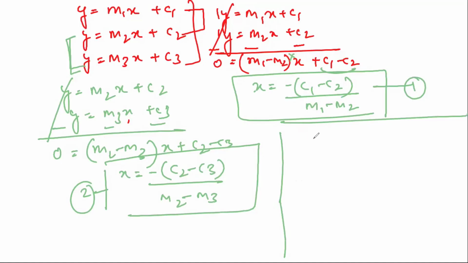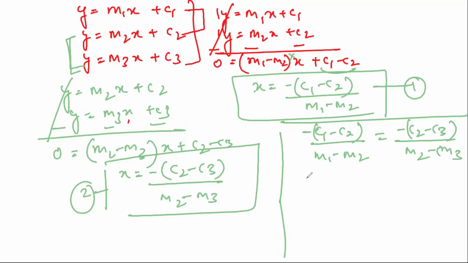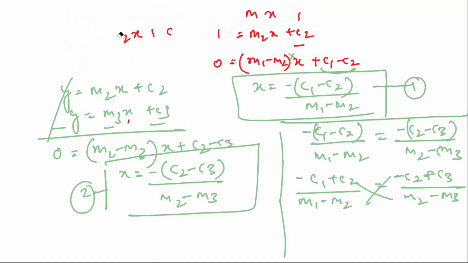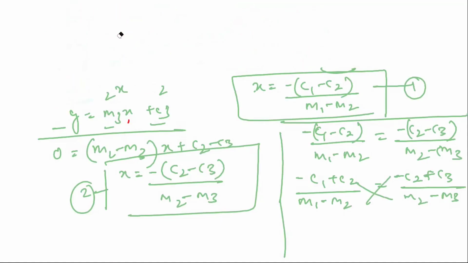So we just have to eliminate. I'm equating equation 1 and equation 2, equating their right hand sides, is equal to minus of c2 minus c3. I'm first opening the bracket, okay? So minus (c1 minus c2) over m1 minus m2 is equal to minus (c2 minus c3) over m2 minus m3. Now, how to solve it? Let's directly cross multiply.